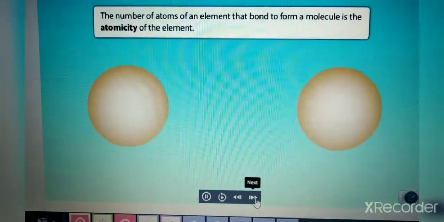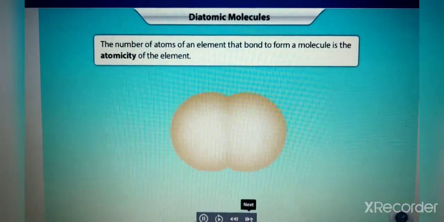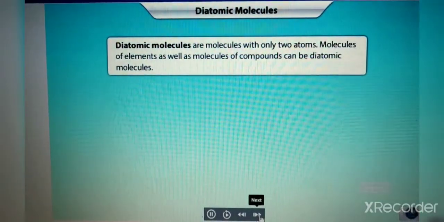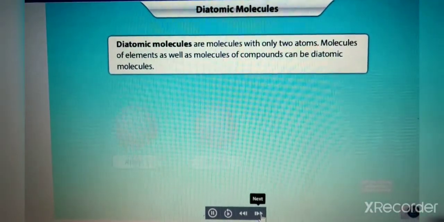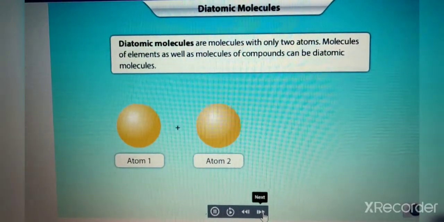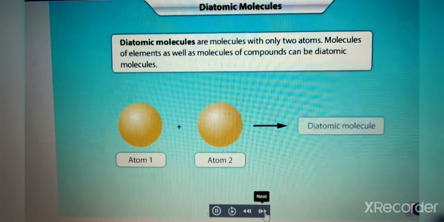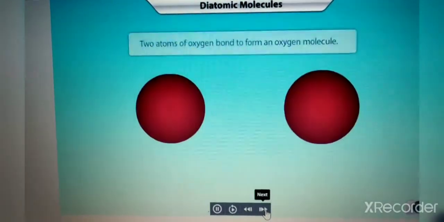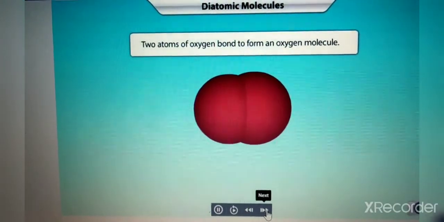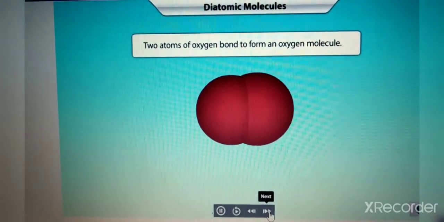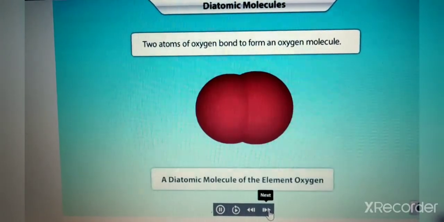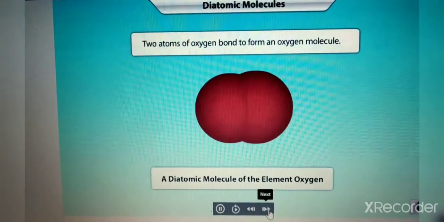The number of atoms of an element that bond to form a molecule is the atomicity of the element. Diatomic molecules are molecules with only 2 atoms. Molecules of elements as well as molecules of compounds can be diatomic molecules. 2 atoms of oxygen bond to form an oxygen molecule. Here, the atomicity of oxygen is 2. The oxygen molecule is a diatomic molecule of an element.